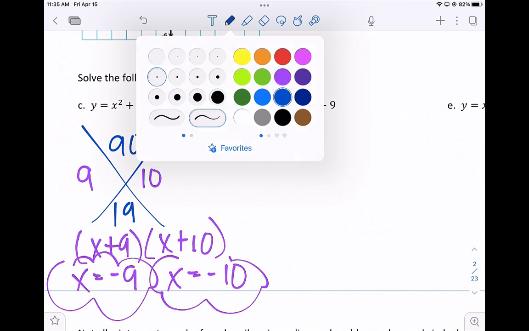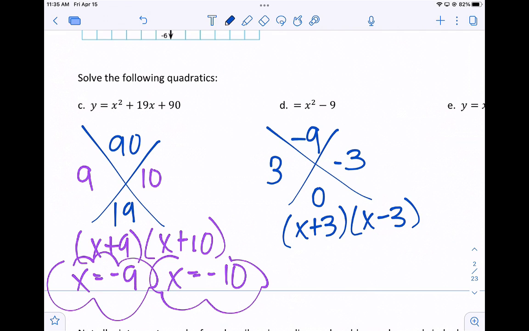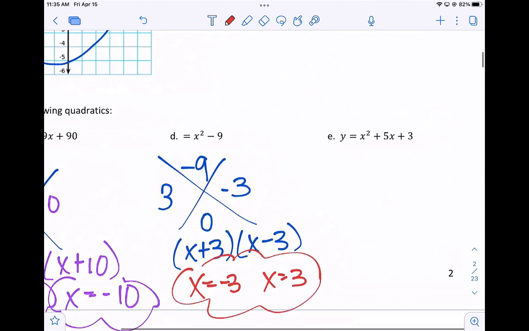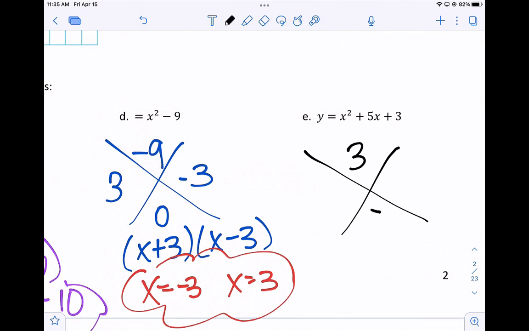Let's do the next one. What multiplies to negative 9 that adds to 0? That would be 3 and negative 3. So factored form is x plus 3, x minus 3. But if I ask you to solve it, then we're looking at x equals negative 3 and x equals 3. And then our last one right here, what multiplies to 3 that adds to 5? The only things that multiply to 3 are 1 and 3 and negative 1 and negative 3, and none of those add to 5.